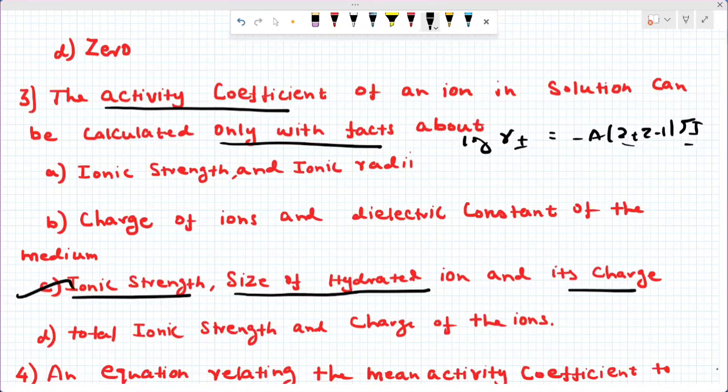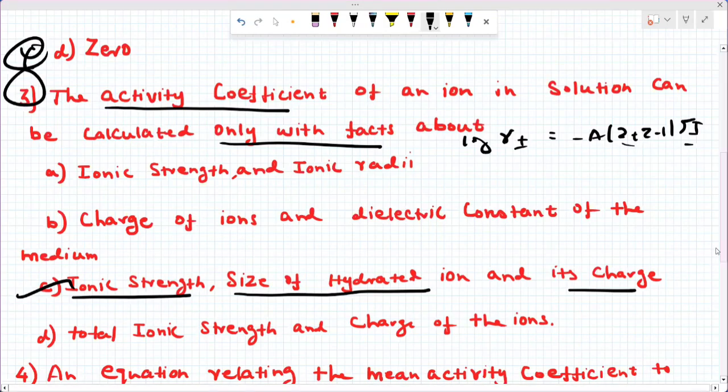Very, very important. Our activity coefficient can be calculated by using the ionic strength, the size, the radius, and the charges z plus and z minus. Okay, this is very, very important. Please note, this is most important.